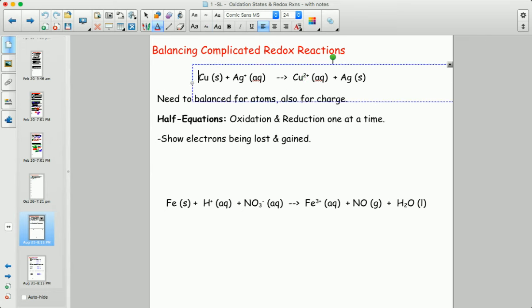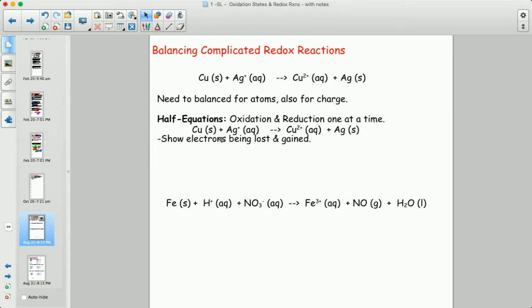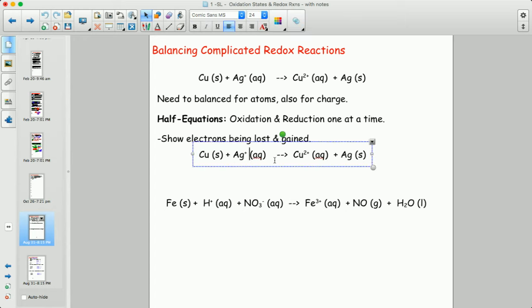Well, if I copy it and bring it down here, let's just look at the oxidation. The oxidation is where the oxidation number is increasing, and that would be copper. So copper is getting oxidized, going from Cu(0), a normal element, to Cu2+. That implies that the copper lost 2 electrons. The way I represent the loss of electrons is by putting them on the right-hand side of the equation.